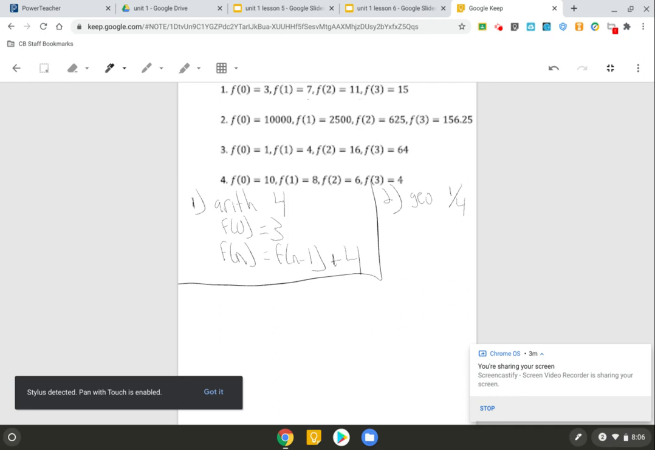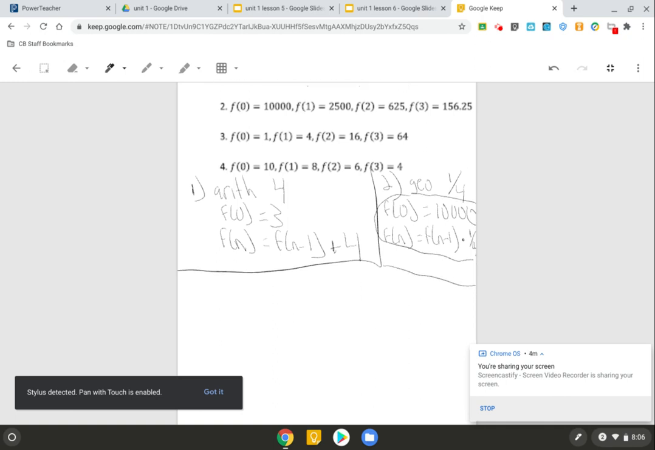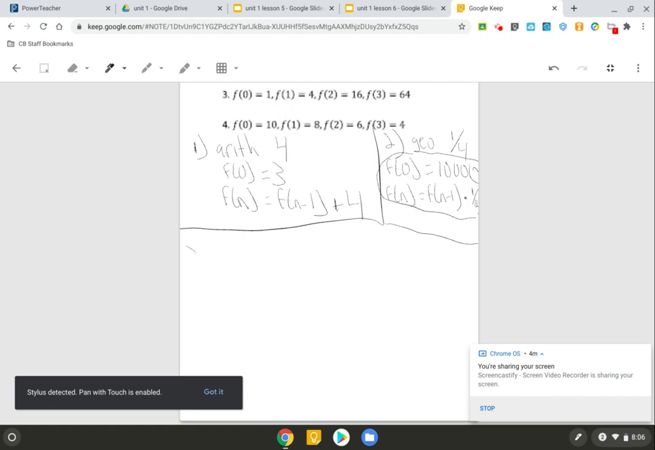So our starting term, f of 0, is going to be 10,000. And then f of n is going to be f of n minus 1 times, since it's geometric, 1/4. And that is our answer for number 2. Okay, number 3.